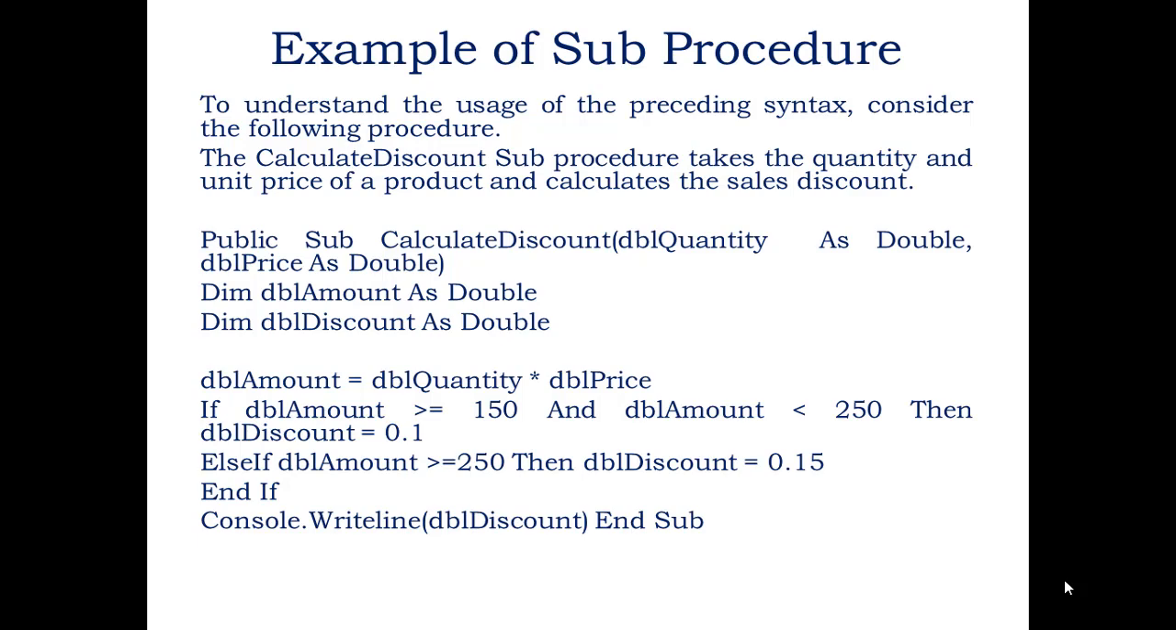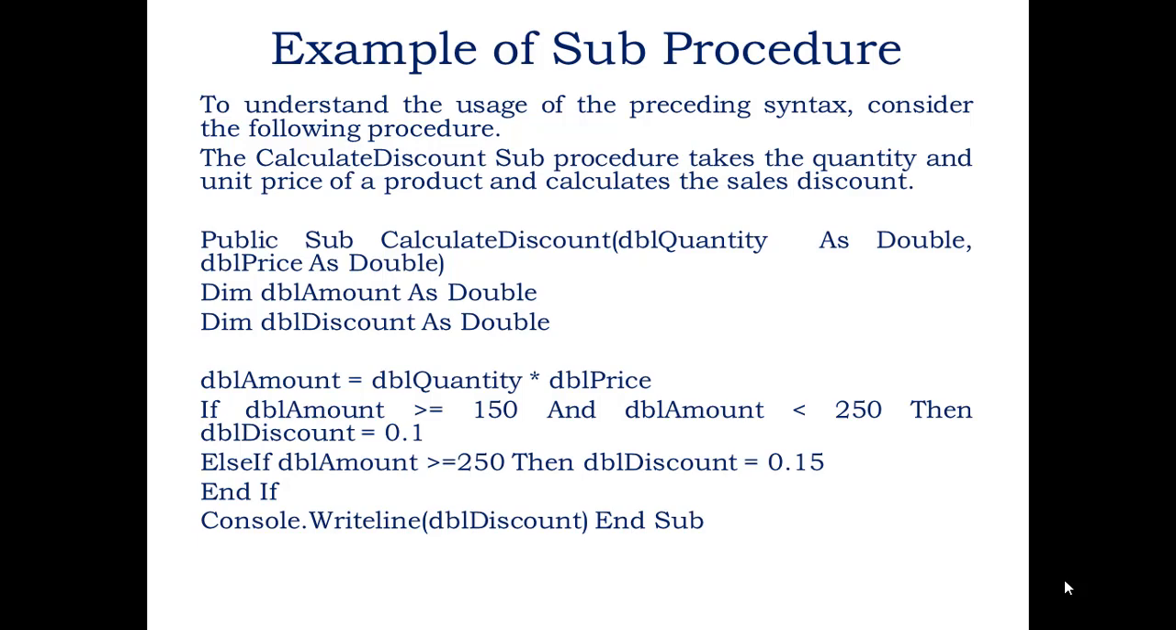Next, the local variables are declared here: dblAmount and dblDiscount. Both will be of double data type. The variable declaration syntax uses Dim. dblAmount is calculated with an assignment statement, the multiplication of dblQuantity and dblPrice. Then the condition: if dblAmount is greater than or equal to 150 and dblAmount is less than 250, then dblDiscount is 0.1, that is 10%.